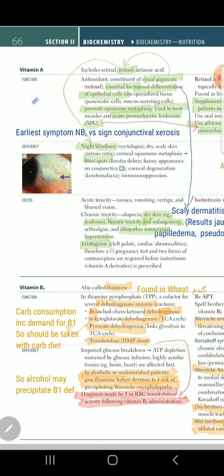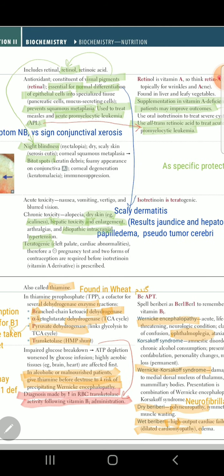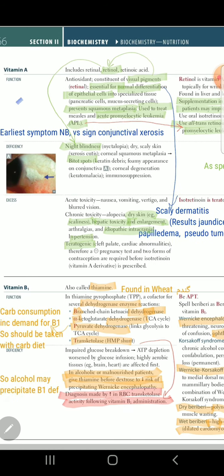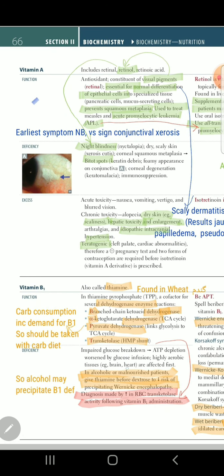So brain-related symptoms will be there, like Wernicke encephalopathy and ophthalmoplegia, that is asked. Wernicke-Korsakoff syndrome is also asked, and beriberi. Dry beriberi is neuron-related polyneuropathy, but wet beriberi is cardiac related. We know that the second most important organ for glucose metabolism is the heart. So brain and heart, dehydrogenase, carbs, everything is linked. You hear one word, you know it is B1 automatically.